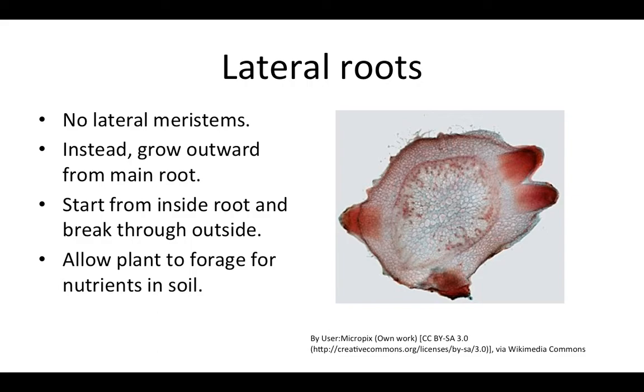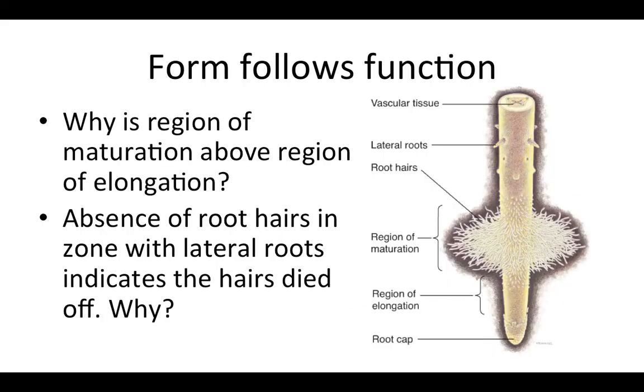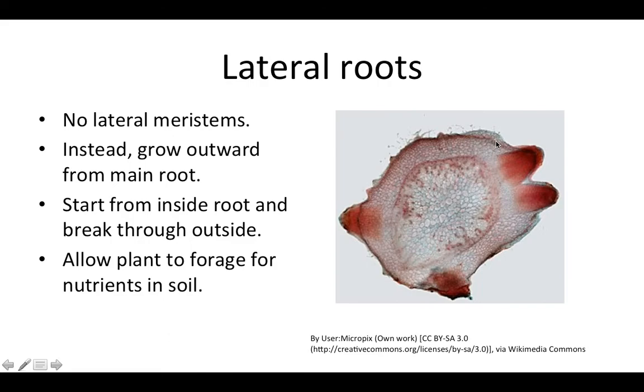Next, we are going to look at lateral roots. I'm going to go back to that previous diagram to remind you lateral roots were growing up above the region of maturation. This is a root in cross-section, and all of these red-stained regions are the lateral roots. You can see that this is a different way of growing than lateral stems grew on a shoot.